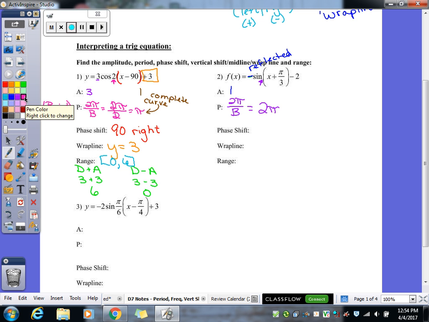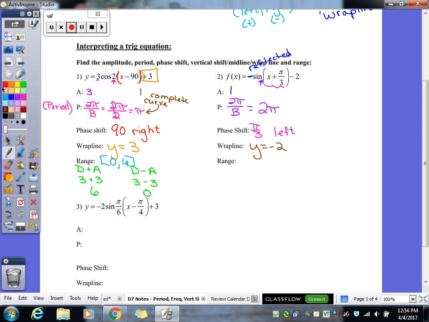Phase shift. We do have a phase shift again because you have something added directly to x. So this would be pi over 3 to the left. Our wrap line would be y equals -2. It's just that last number at the end.